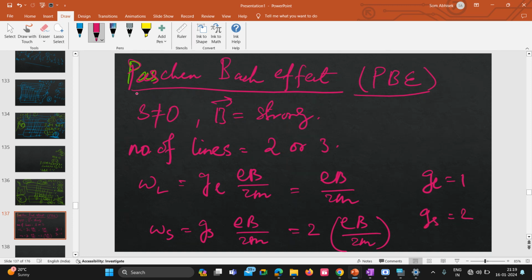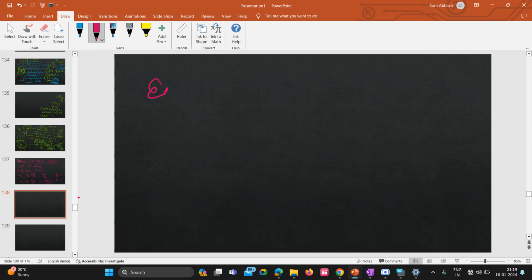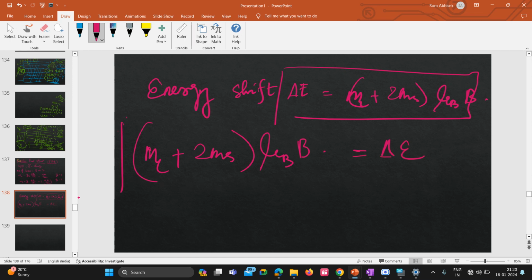What is the energy splitting? Your energy shift will be del E is equal to (ml plus 2ms) mu B B. Just please remember this formula: (ml plus 2ms) mu B into B. This is your del E, the energy shift. Please remember this formula, this will come in your exam.